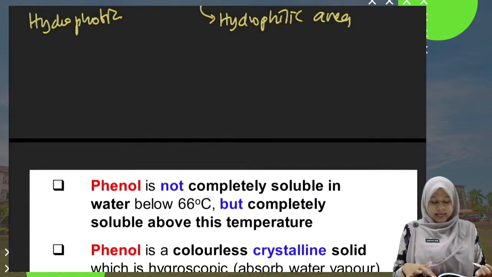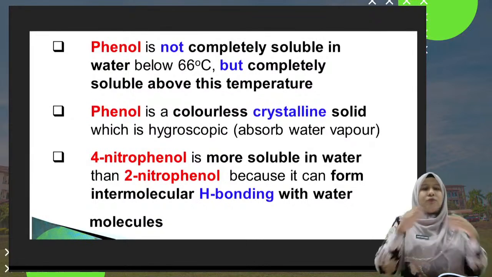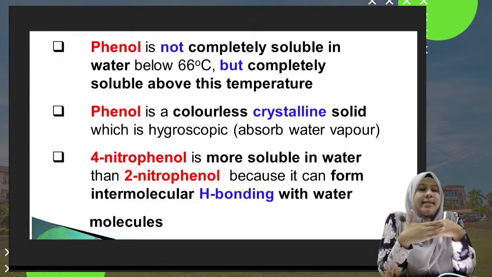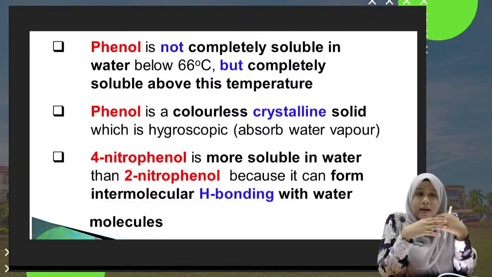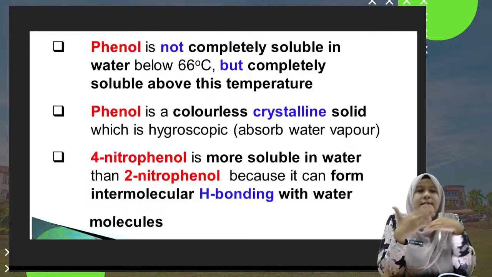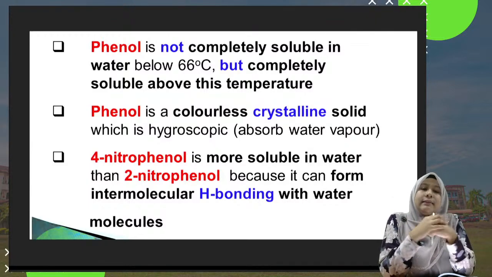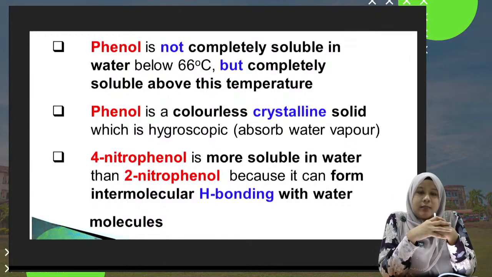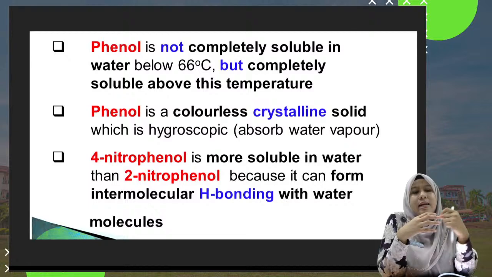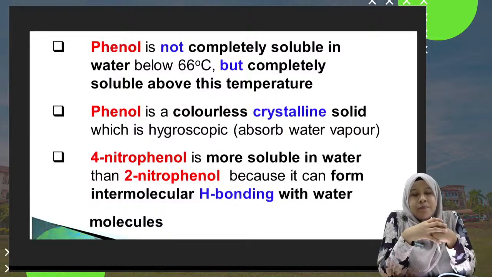Okay, then kita tengok phenol pula. Okay, phenol kalau kita tengok dia not completely soluble in water below 66 degrees Celsius, but it is completely soluble above this temperature, which mean kat sini dia perlukan energy temperature yang tinggi untuk dia soluble in water. So phenol itself dia adalah colorless crystalline solid which is hygroscopic. Hygroscopic ni adalah absorb water vapor lah. Okay, then 4-nitrophenol is more soluble in water than 2-nitrophenol.